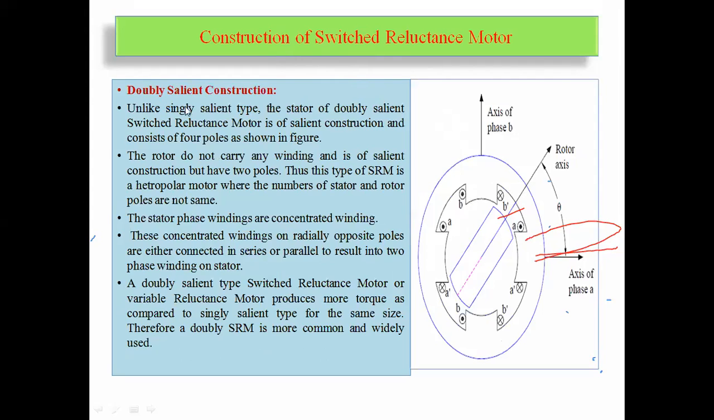Now unlike the singly salient type, the stator of a doubly salient switched reluctance motor is of salient construction and consists of 4 poles as shown in the figure. There are totally 4 poles. The rotor does not carry any winding and is of salient construction but has 2 poles. Thus this type of switched reluctance motor is a heteropolar motor where the number of stator and rotor poles are not the same.